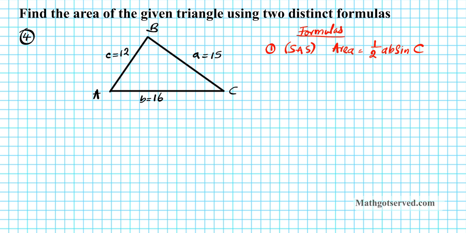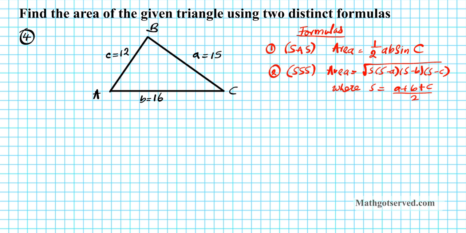And then you're also going to be using the SSS formula, also known as Hero's formula, which is area equals the square root of S times S minus A times S minus B times S minus C, where S is a semi-perimeter given by A plus B plus C divided by 2.